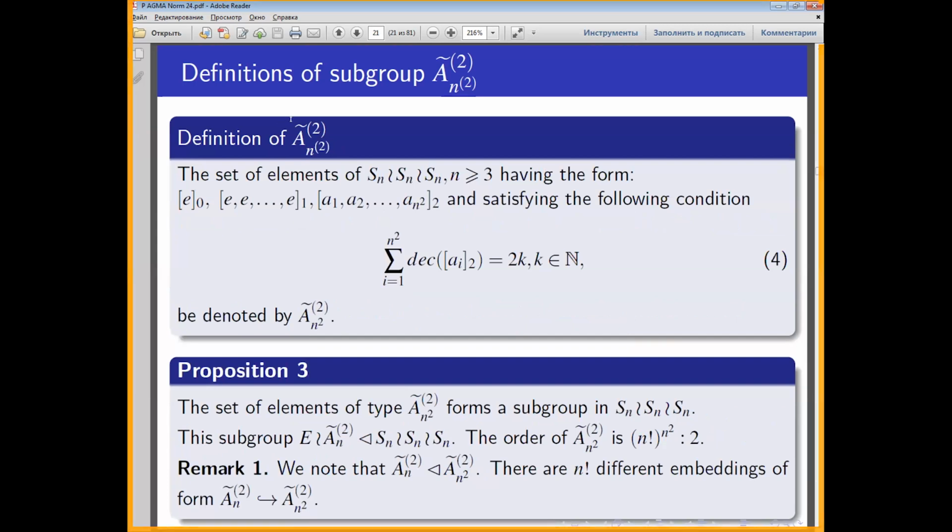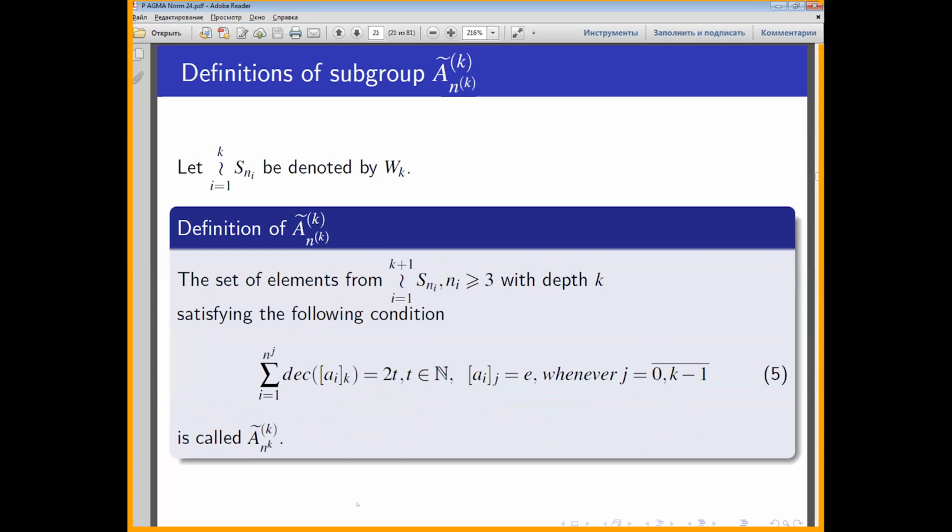Also, we can define A tilde 2 n square, n square without brackets here. This is defined by the additional condition that the sum of decrements on all of the permutational base of the Rias product is even. This subgroup is normal and contains the previous group, which we defined recursively, A tilde 2n, as a proper normal subgroup, because there are n-tuples of decrements where the sum of n decrements is even, but in this group only all n square decrements are even. We have n factorial embeddings of the first group into the second group, and different embeddings.